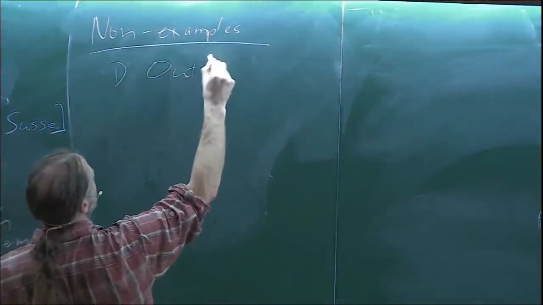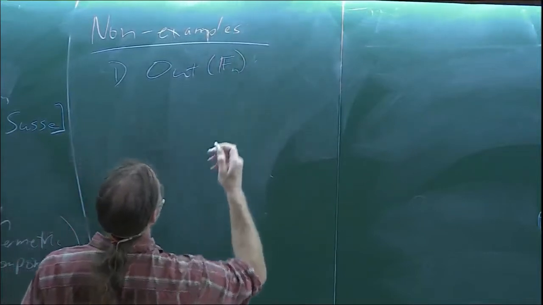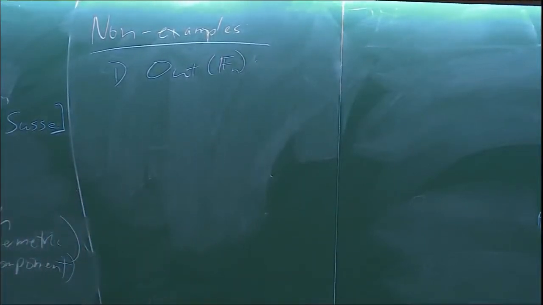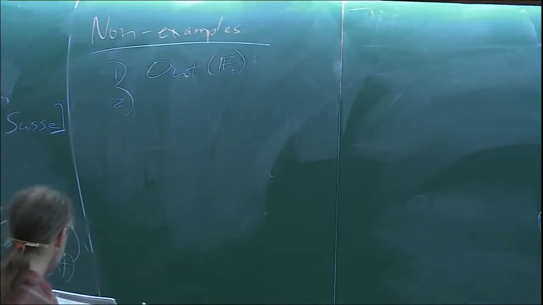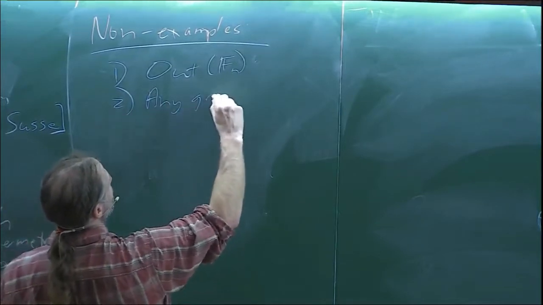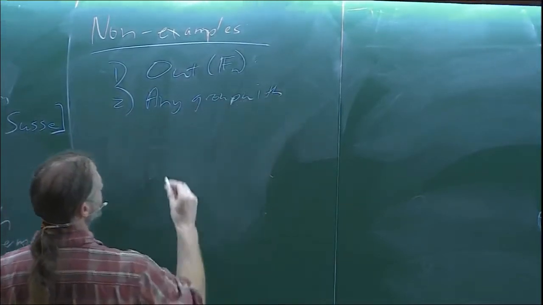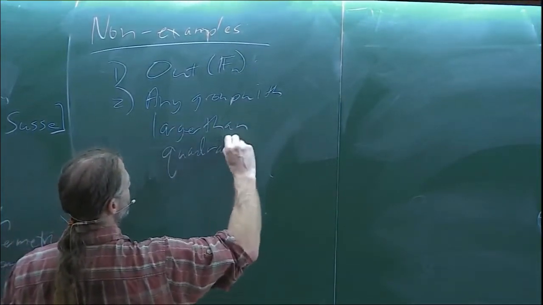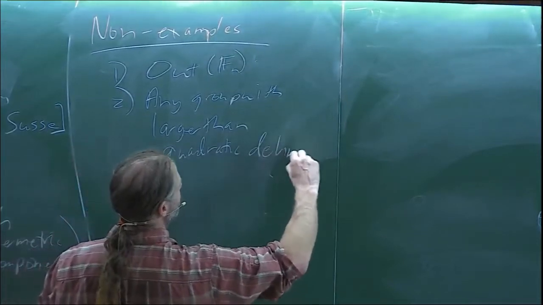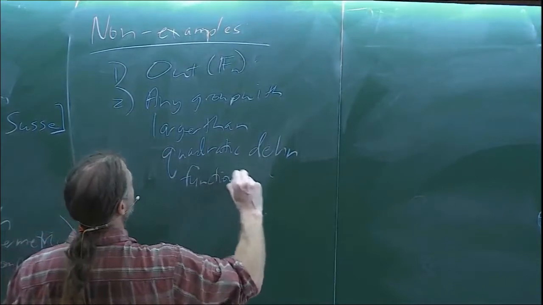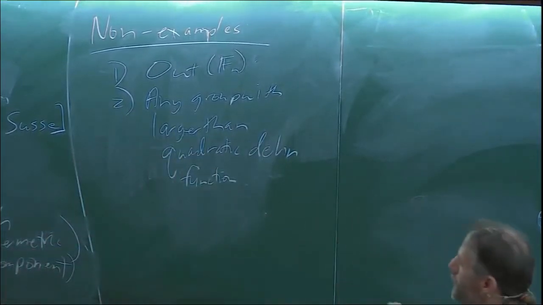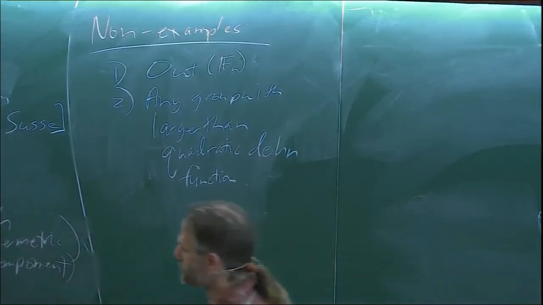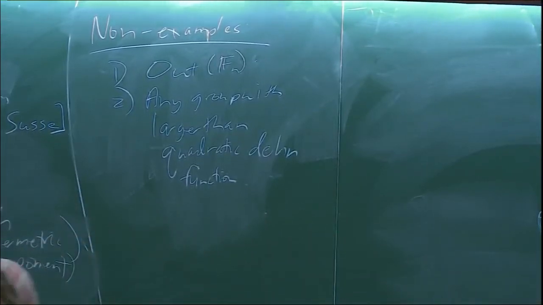So Out(Fn), right? As long as that's not itself free, Out(Fn) is not an example of a hierarchically hyperbolic space. And the reason it's not is because of this more general property too, which is any group with larger than quadratic Dehn function. So it was proven that Out(Fn) has larger than quadratic Dehn function. We proved that every hierarchically hyperbolic space has quadratic Dehn function, or at most quadratic Dehn function. And so that's an obstruction to things like Out(Fn) being an example of one of these.